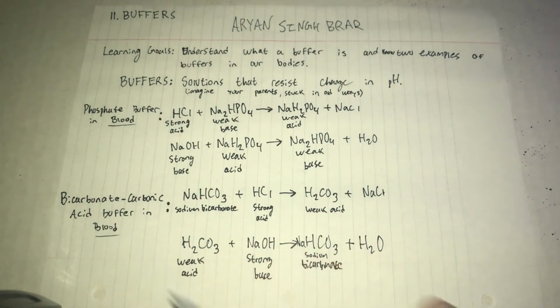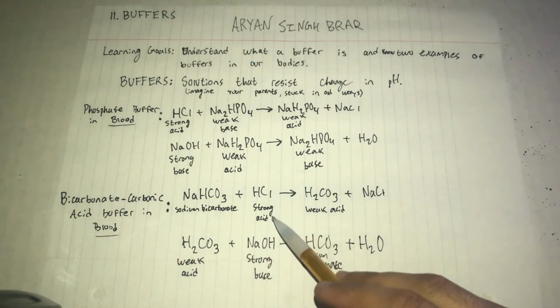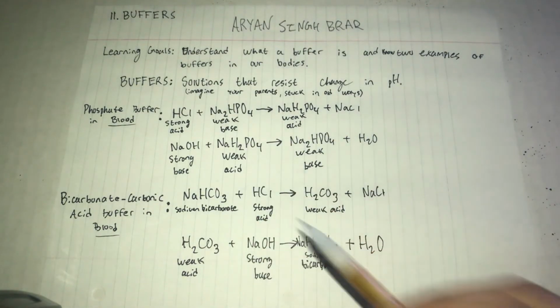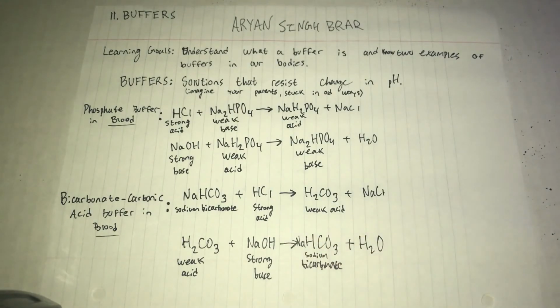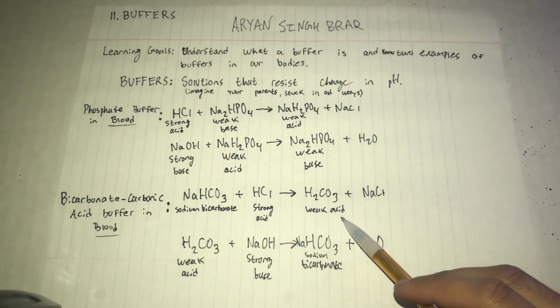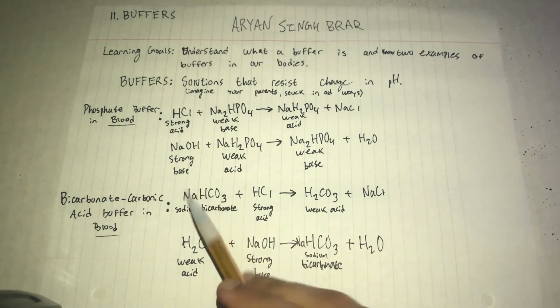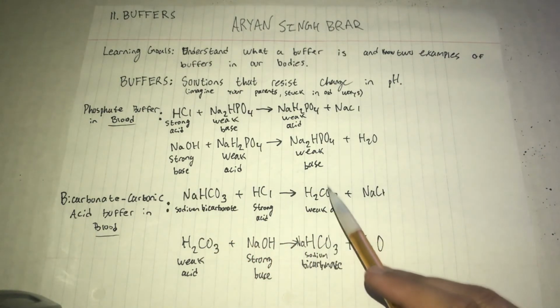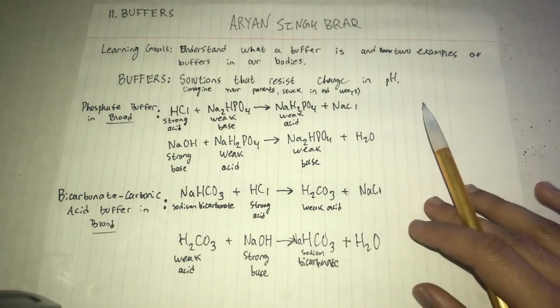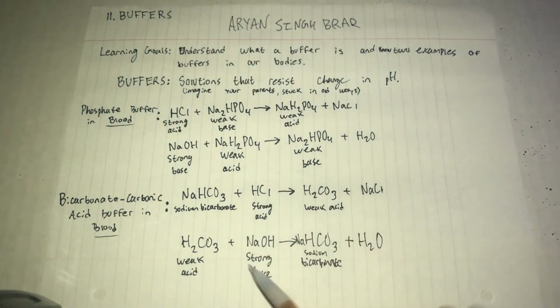Same thing with the bicarbonate carbonic acid buffer in blood. So sodium bicarbonate, when it reacts with the hydrochloric acid, which is a strong acid, it will create a weak acid, which is the conjugate acid of this weak base here. And when this weak acid reacts with a strong base like sodium hydroxide, it'll form sodium bicarbonate again, kind of starting the cycle.